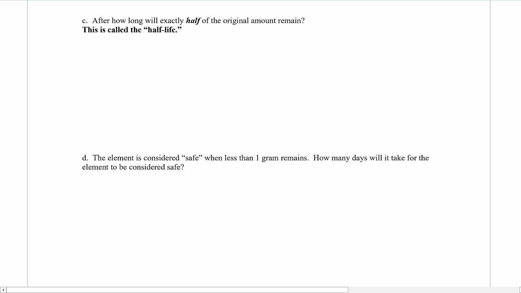C. After how long will exactly half of the original amount remain? This is called the half-life. I'm going to highlight the word half, and I'm going to highlight the words, this is called the half-life. I'm going to write down the equation A of t equals 10 times e raised to the negative 0.065 times t power.